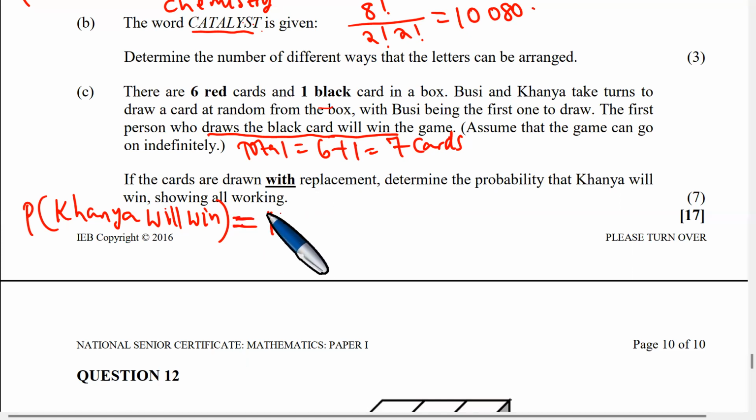Now, the probability of picking a red card: if Kanye wins, he can pick a red card, then a black, then he wins. Or Kanye would win if he picks red, red, red, if he picks 3 red and a black.